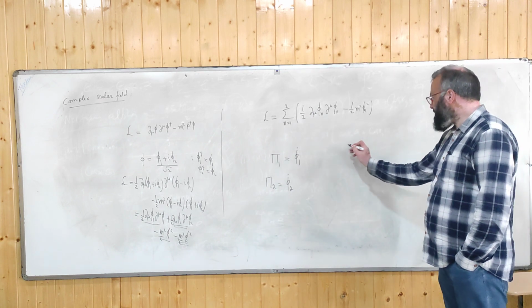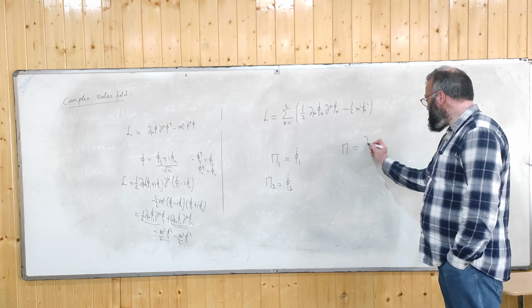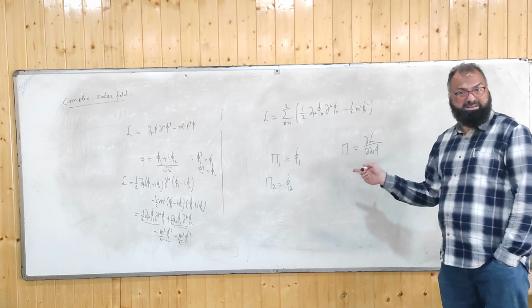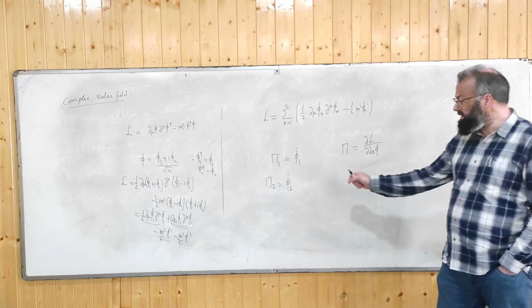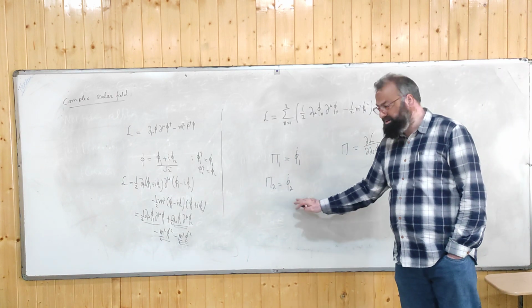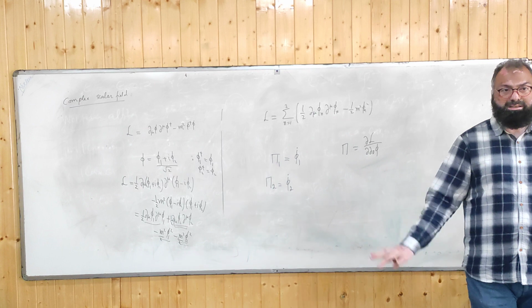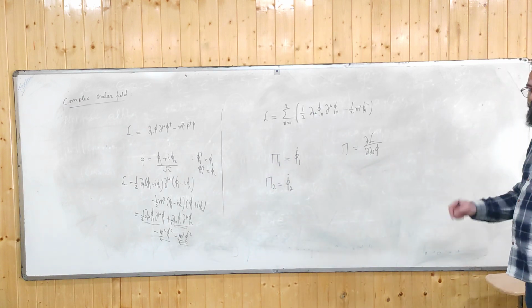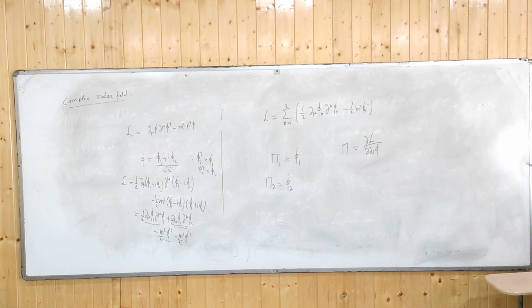So what is the formula? π is equal to ∂L by ∂φ̇. This is the formula, and from this very formula you calculate π1 to be φ̇1 and π2 to be φ̇2. These are things we have been doing all the time. Clear? Okay, so now let's try to quantize the things.